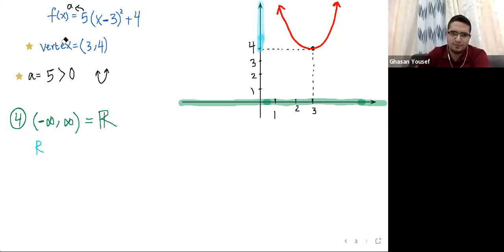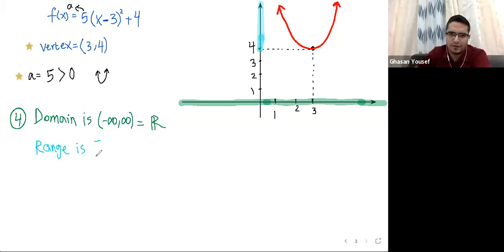So this means the range. Here is the domain. The domain is from minus infinity to infinity, or I can say it is R, the real numbers. But the range is from the 4, and the 4 is included, to infinity. This is the range.